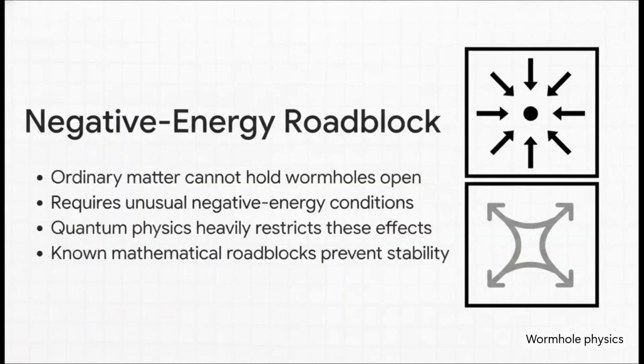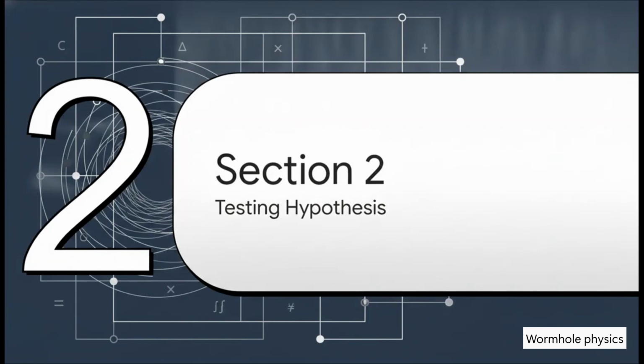And that brings us to the giant elephant in the room, the negative energy roadblock. You see, ordinary matter simply won't work for building a wormhole. Gravity inherently pulls things together, so if you try to open a space-time tunnel, gravity is going to crush it inward and collapse it instantly. To hold it open, you need highly unusual negative energy conditions. Think of it like an anti-gravity scaffold that pushes outward to keep the tunnel from caving in. The problem? Well, quantum physics basically says no way to keeping that much negative energy around for any useful amount of time. Because of these existing mathematical roadblocks, we just can't wish a stable wormhole into existence using the physics we currently understand.